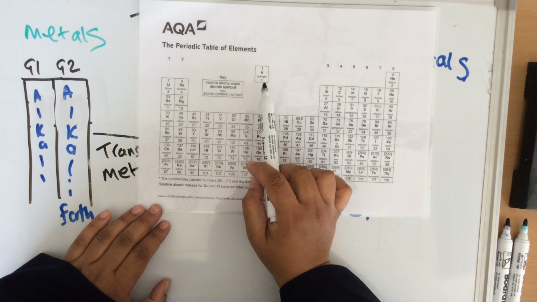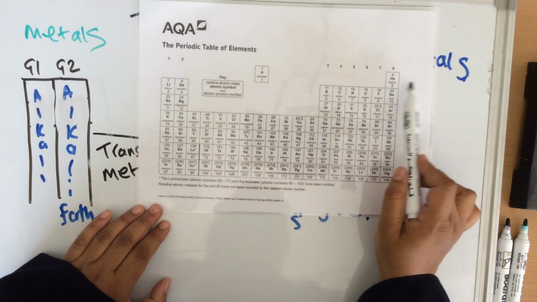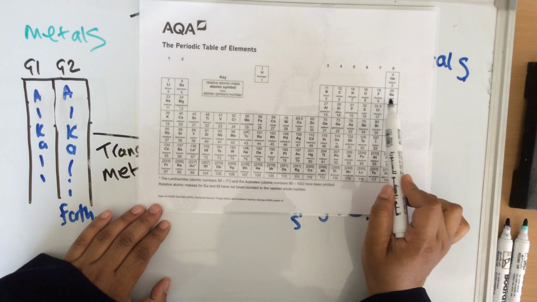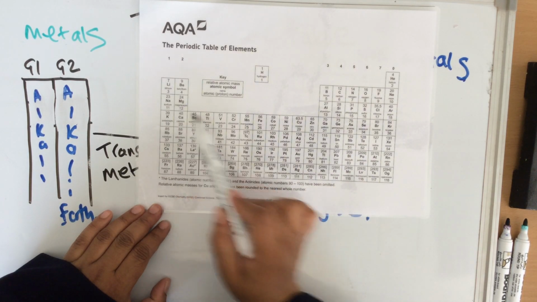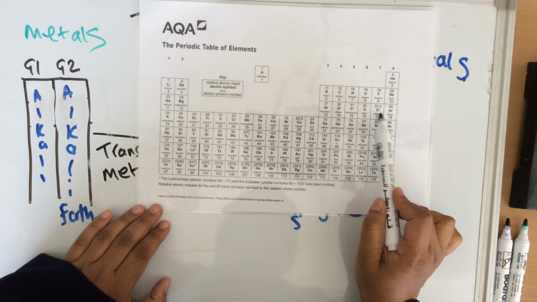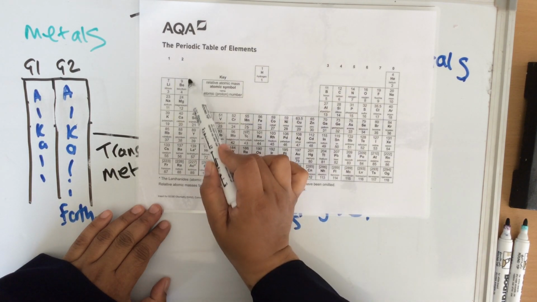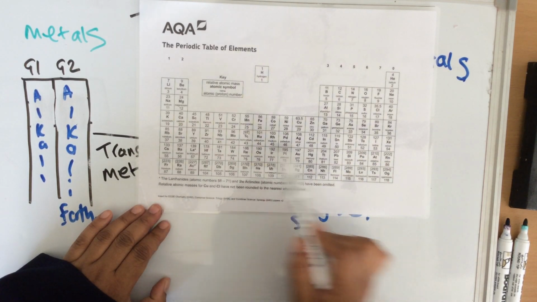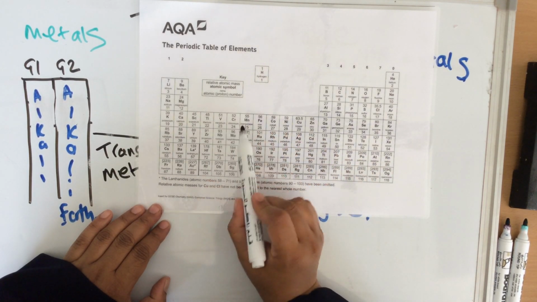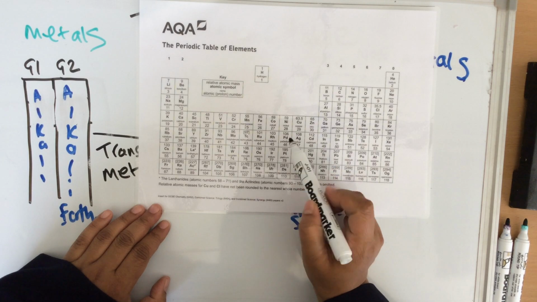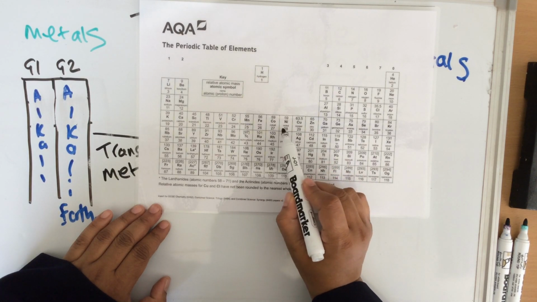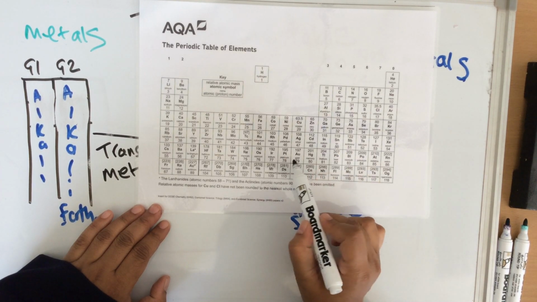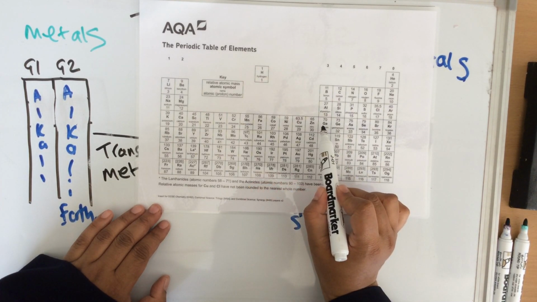So starting with hydrogen, you've got 1, 2, 3, 4, 5, 6, 7, 8, 9, 10, 11, 12, 13, 14, 15, 16, 17, 18, 19, 20. That will take you to calcium. So they're the most common elements that you will come across. In the transition elements, you will come across mainly cobalt, copper, zinc, and then you've got platinum. But these are the main ones that you will come across on there.